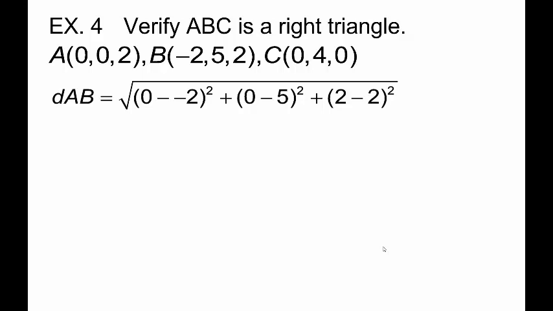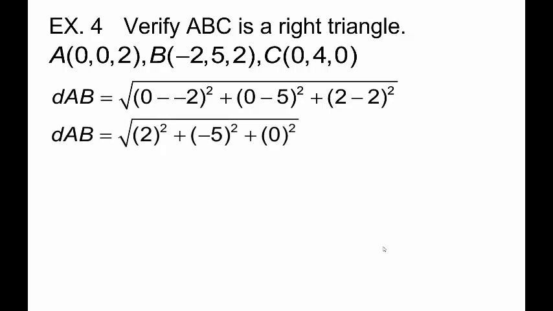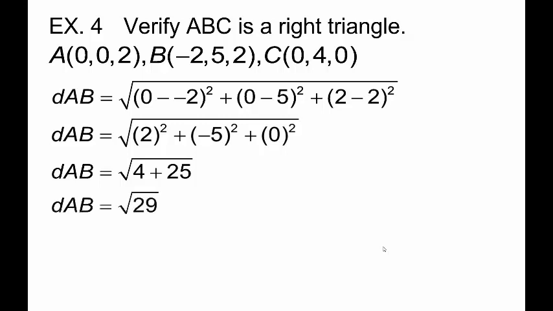So when I simplify in parentheses, this is going to be the square root of 2 squared plus negative 5 squared plus 0 squared. So then 2 squared is 4, negative 5 squared is 25. When I add these together, the distance from A to B is going to be the square root of 29. And I'm going to leave this as the square root of 29 because I know in the end I'm going to wind up plugging it into the Pythagorean theorem.